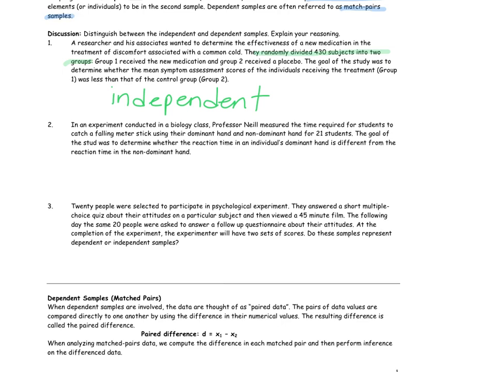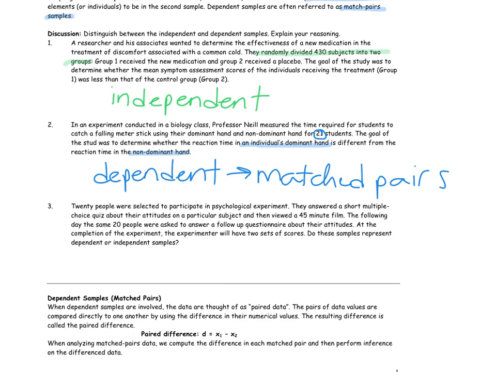All right, so we have a dependent sampling method because an individual's dominant hand is matched with their non-dominant hand. So this professor had 21 students and he essentially had 42 samples. For one student, he would look at the reaction time using their right hand, and then if the right hand was in the study, the same student's left hand was automatically in the study. So in this case, the hands were being matched together. So you can say dependent or matched pairs.